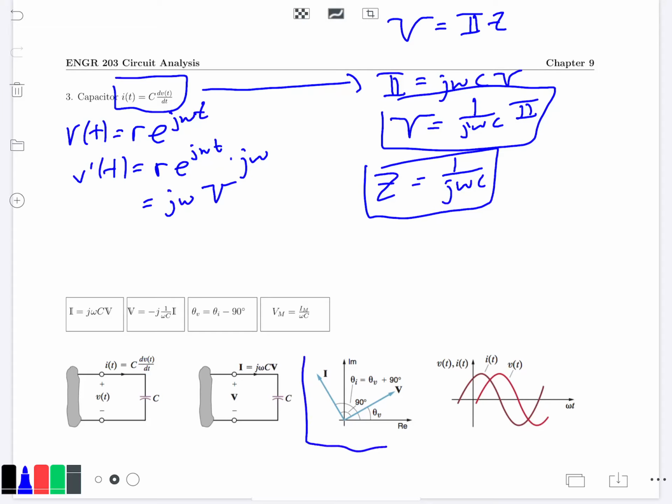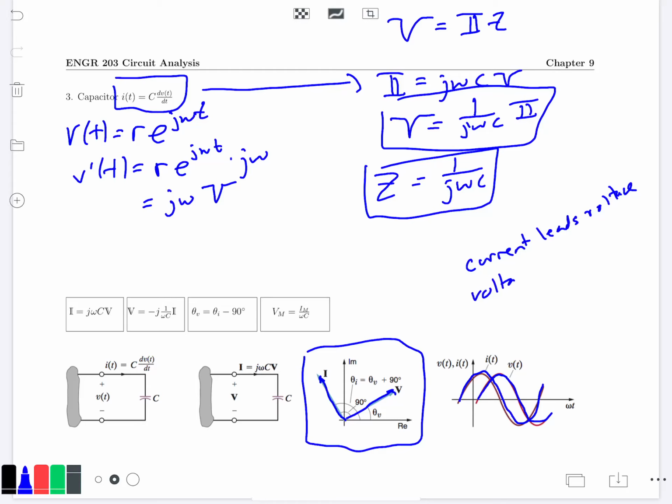And what that's going to do is cause, in this graph, instead of the voltage being 90 degrees ahead of the current, the current to be 90 degrees ahead of the voltage. And that's going to cause over here the current graph to reach its maxes and mins first before the voltage does. And so for a capacitor, we say that the current leads the voltage, or we can say that the voltage lags the current.